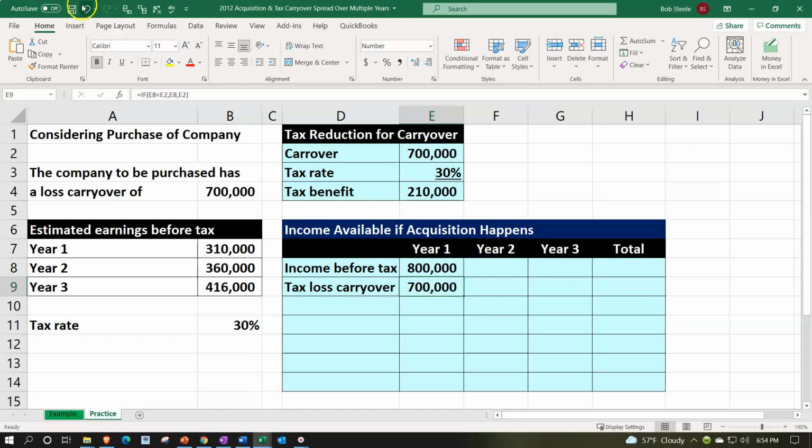So it looks like it's doing what we would expect to do here. I'm going to undo that. So there we have it, if-then formula.